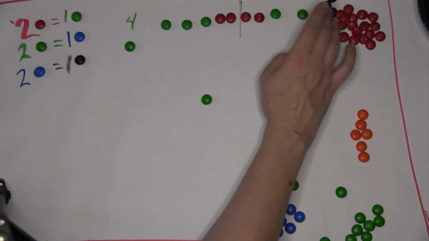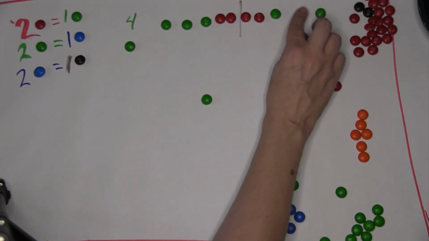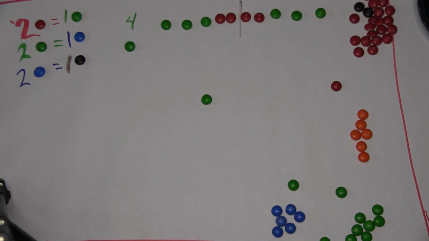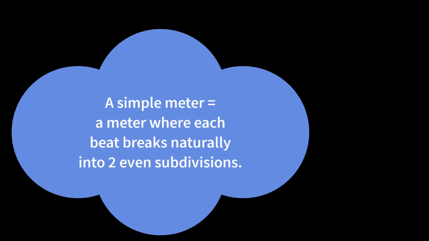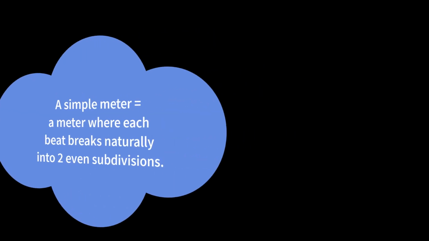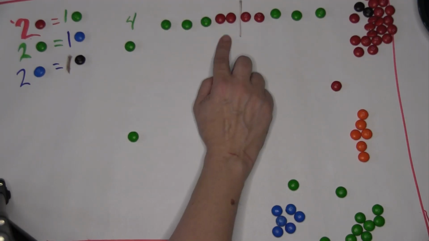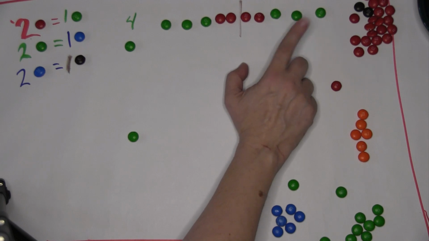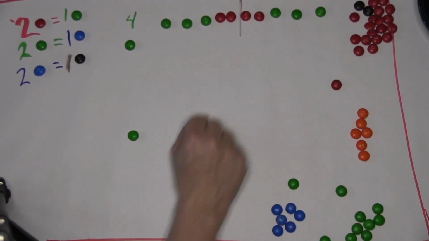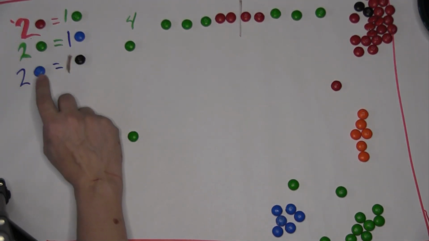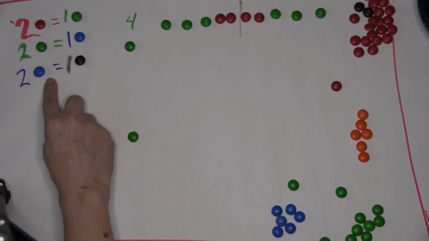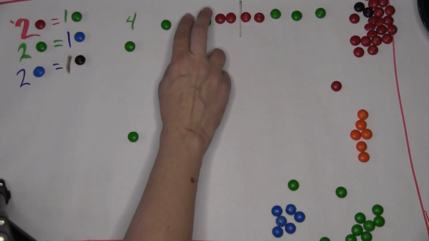1, 2, 3, 4, and. I could take away another green. Now instead of just saying 1, I would say 1 and to show those 2 even pieces. Like this, 1, 2, 3, 4, and 1 and 2, 3, 4. That's a meter that takes up 4 beats where the green M&M represents a beat.